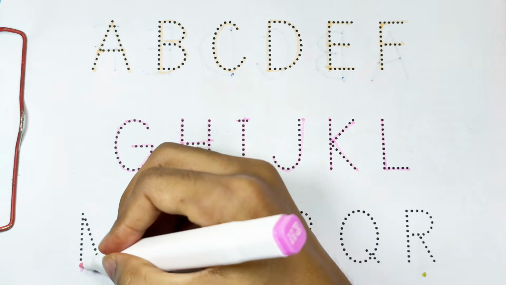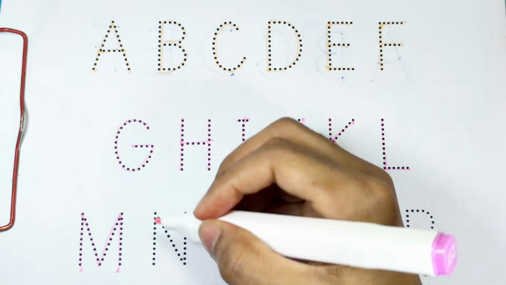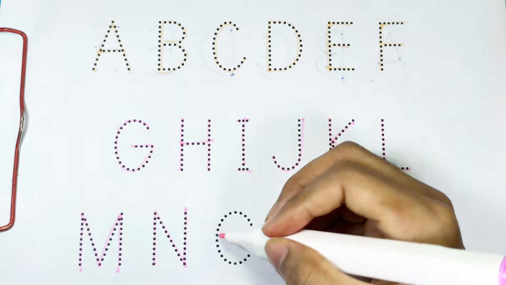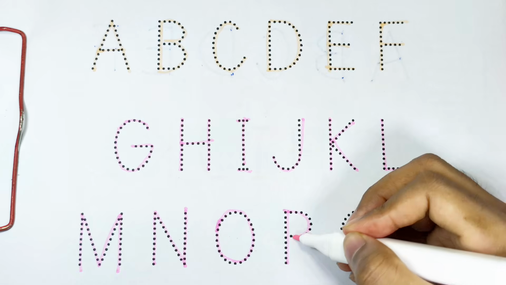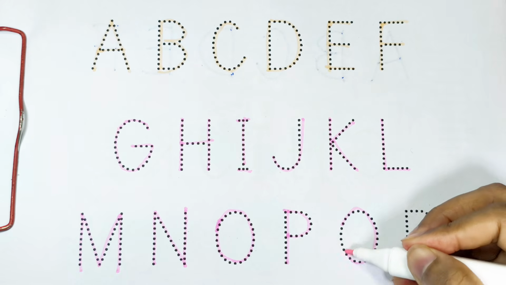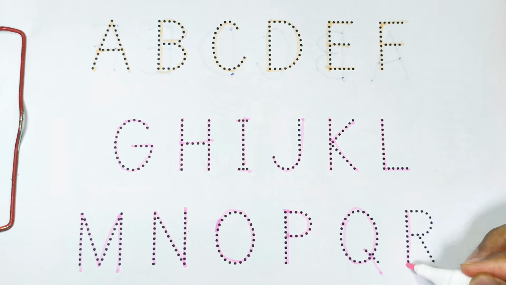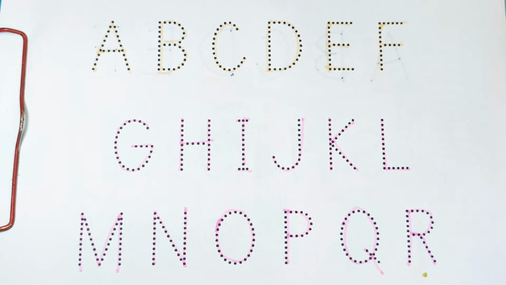The next one is M. M for mango. N for nest. O for orange. P for parrot. The next one is Q. The last one is R. R for rose.